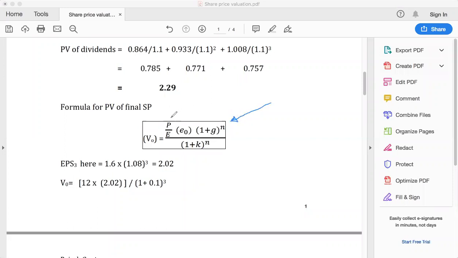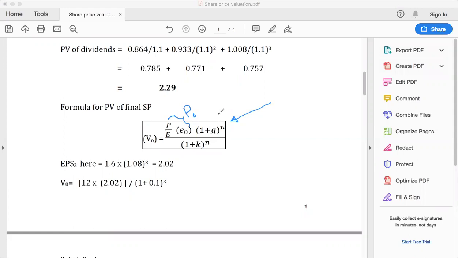It will be price to earning multiplied by E0, the present earning. So this is basically nothing but you can say it P0, the present price, right? So if the company is growing at rate G, its price is also supposed to be growing at rate G.